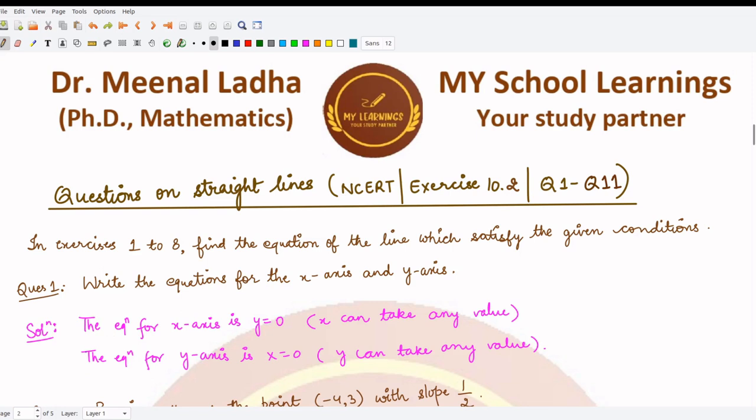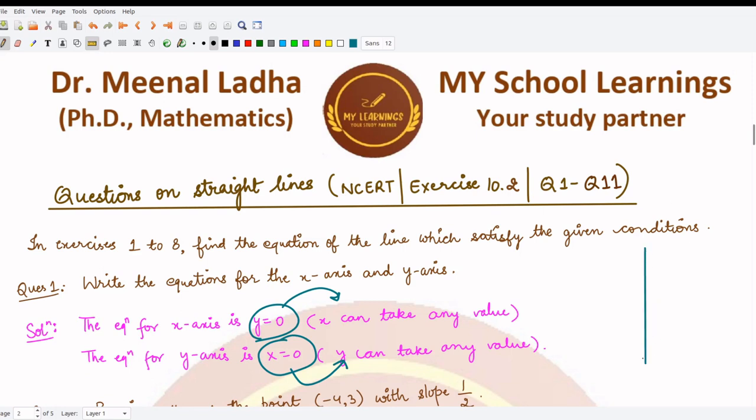The question says we have to write down the equation for the x-axis and the y-axis. Now what is the equation for the x-axis and what is the equation for the y-axis? That's so simple. The equation for the x-axis is y equals 0 and for the y-axis it is x equals 0. Why is it so? Because on the y-axis, x is 0 and y can take any value.